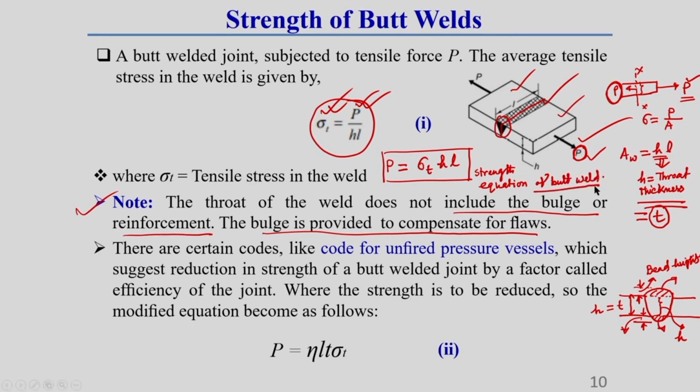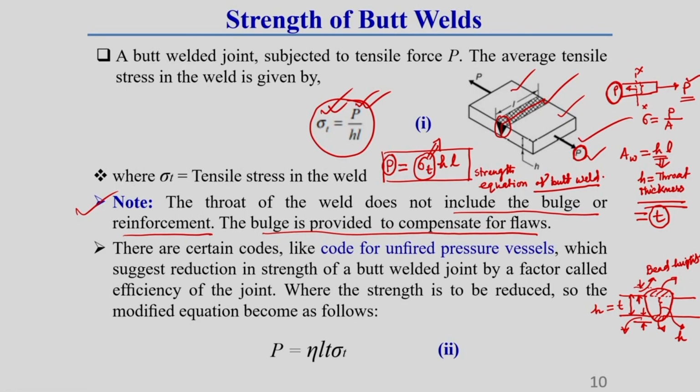What does it mean? If we know that the weld has a permissible stress, or a permissible normal stress, and we consider this sigma T as the permissible normal stress of this weld material, then we can say what should be the externally applied load.